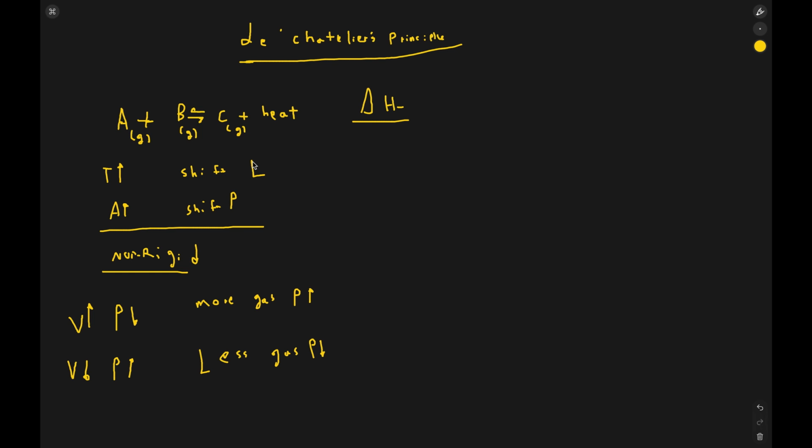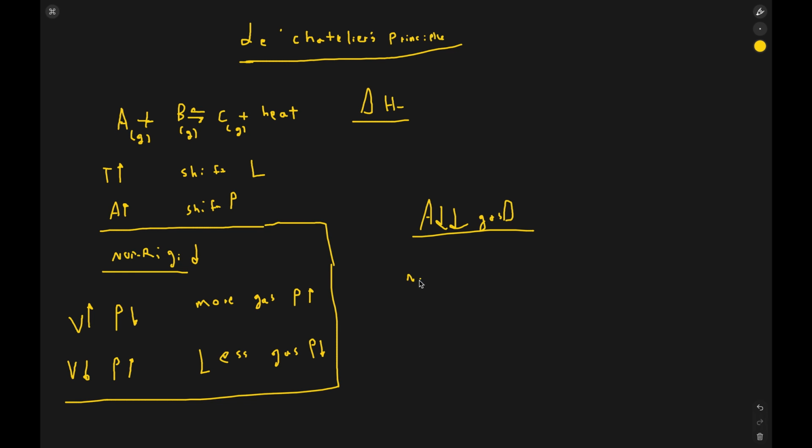Yeah, pretty simple. And now what if you add a gas, let's say gas D, right? Now, like an inert gas, for example, in a non-rigid container, it means that the volume can change, right? In a non-rigid container, if you add more gas, the volume will go up, which means that the pressure will go down.